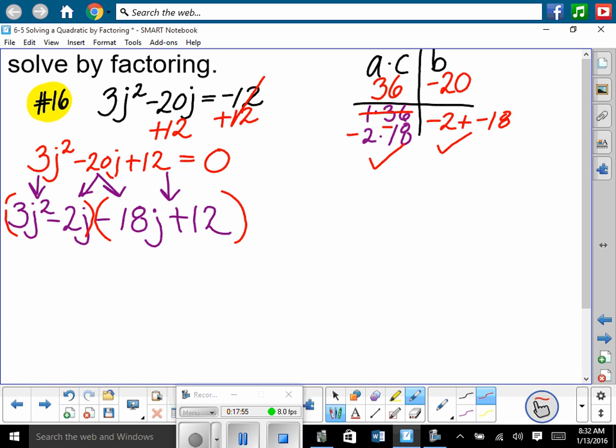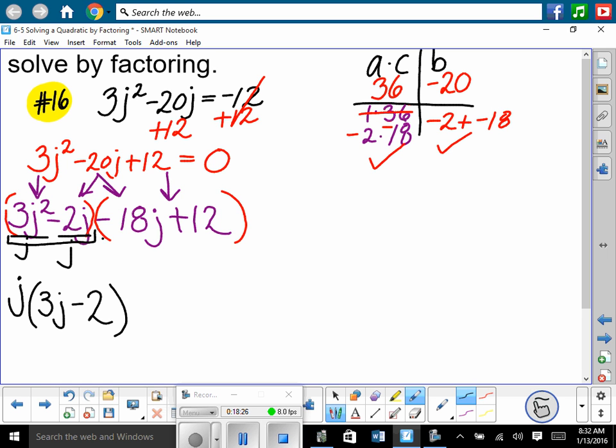Okay, so then from here, we're going to focus on each group and factor out the greatest thing in common. So let's look at this group. What's the greatest thing in common? Just a j, so I pull out j. Now when you pulled it out, you divided each term by what you pulled out. So 3j squared divided by j is 3j left. Negative 2j divided by j, negative 2. Questions on that?